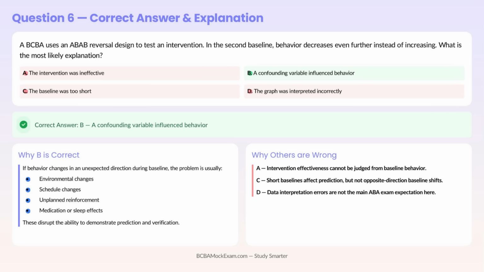Option C is wrong because a short baseline affects prediction, but it does not cause the behavior to shift in the opposite direction. Option D is unlikely because ABA exam questions are generally testing your understanding of design logic, not simple graph reading errors. The most reasonable interpretation in this situation is that a confounding variable altered the behavior.